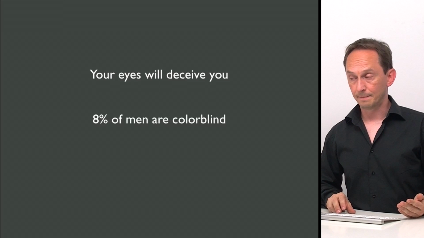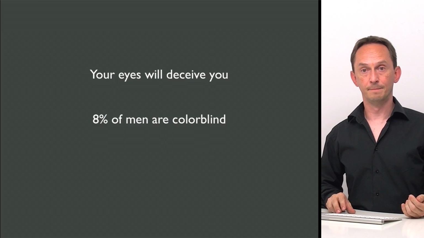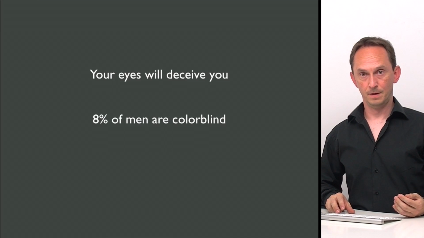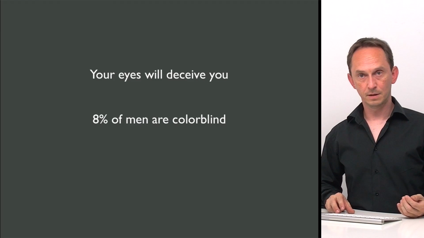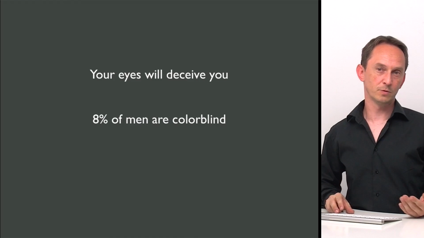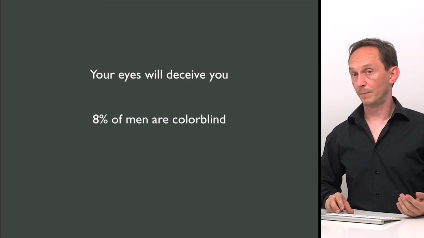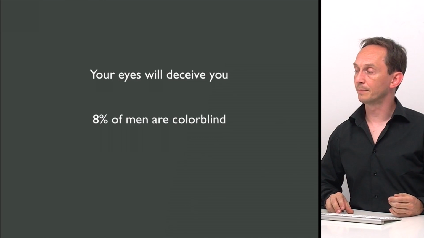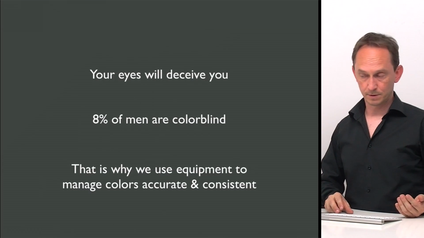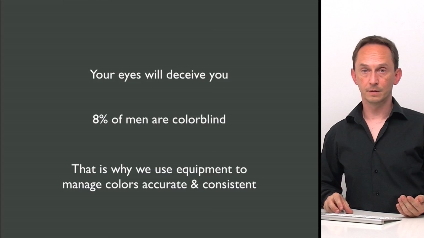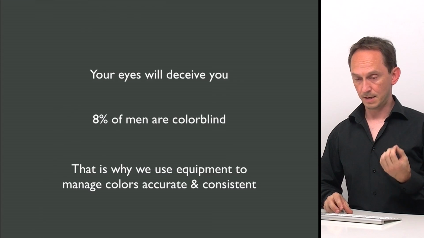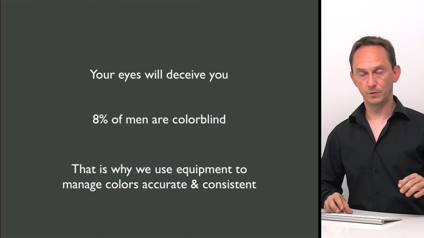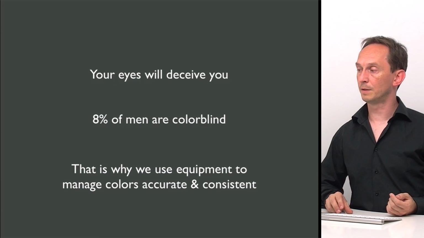On top of that, 8% of men are colorblind. Somehow, because of our chromosomes, men are more likely to have a color deficiency. So 8% of us cannot see the difference between red and green. That's the most common color deficiency. So that makes us very poor color assessors by default. That is why we use equipment and software to manage colors in an accurate and consistent way. We need independent, consistent, neutral devices and software to make sure that color is consistent throughout a workflow. That's basically what we want to do.